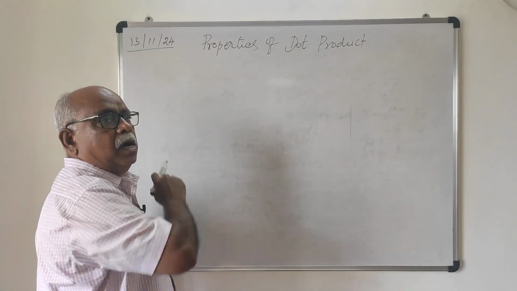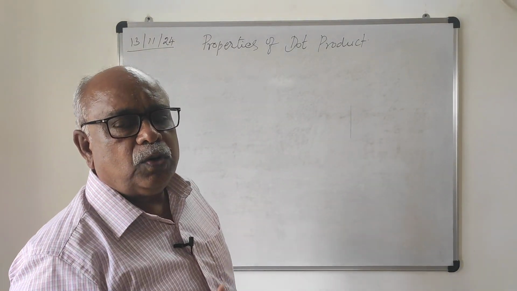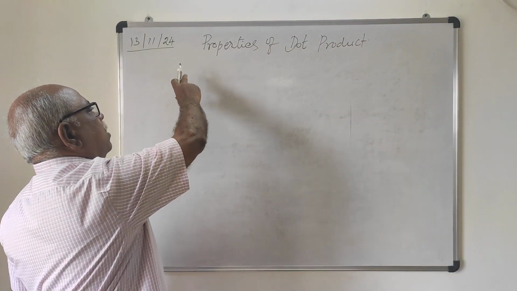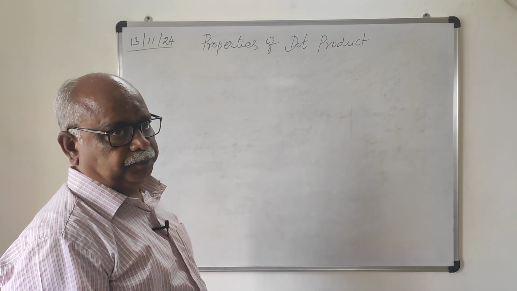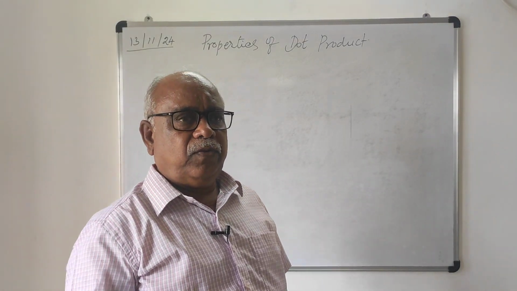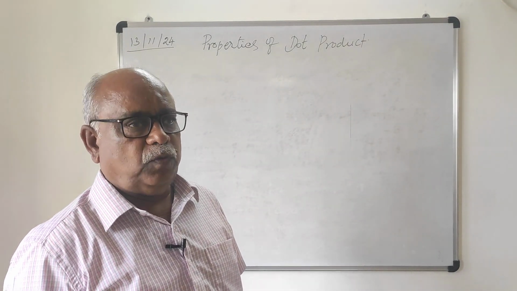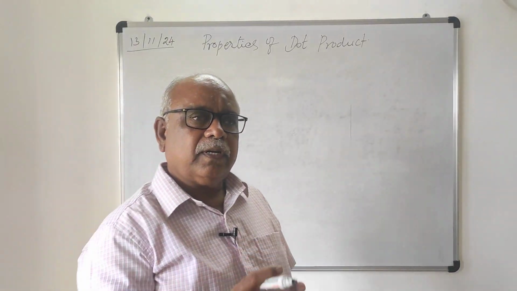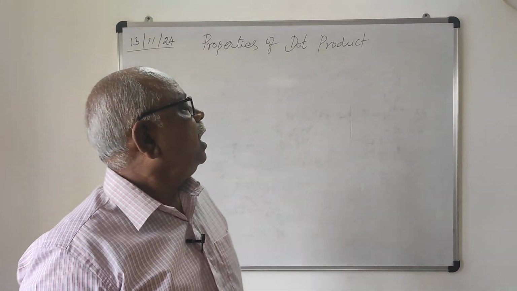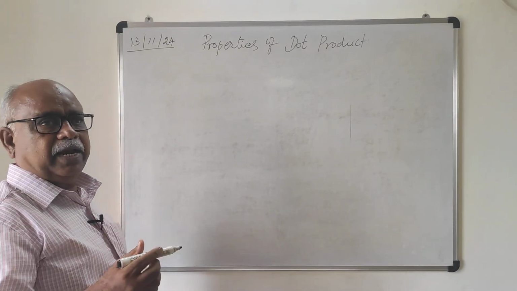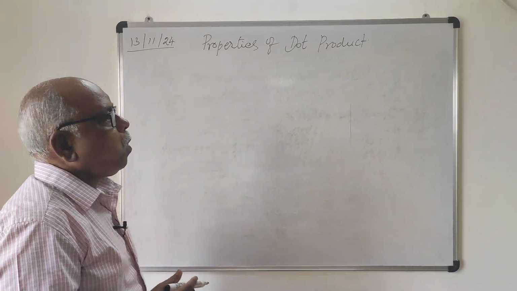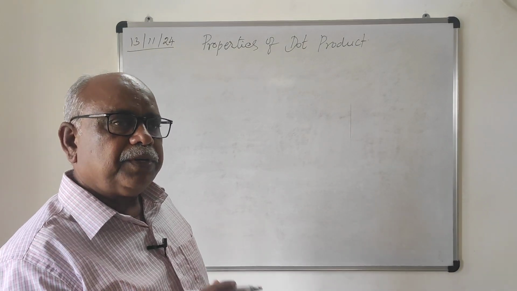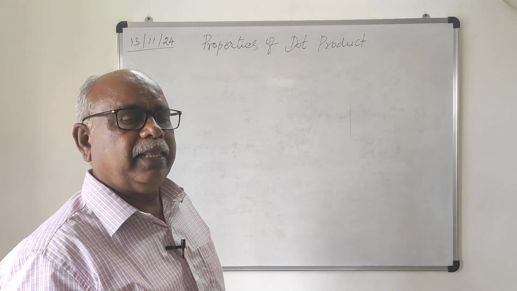Now, in this video, I am going to introduce the properties of dot product. Yesterday, we defined the dot product of two vectors, the angle between the two vectors, and how to find the dot product of the two vectors A and B. We also started some properties of the dot product in the previous video itself.